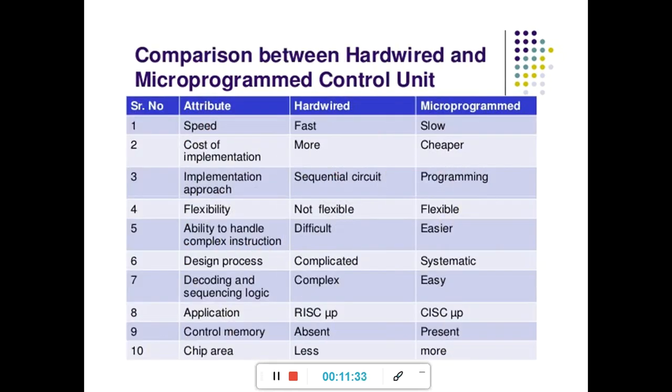Before that, we need to know about the hardwired and microprogrammed control comparison. Here some of the attributes are mentioned below. There are 10 attributes, I think: speed, cost, implementation approach, flexibility, complex instruction ability, design process, sequencing logic, some of the major applications regarding CISC and RISC, memory of control, and chip area. From these attributes we can differentiate the hardwired and microprogrammed control unit for your reference.